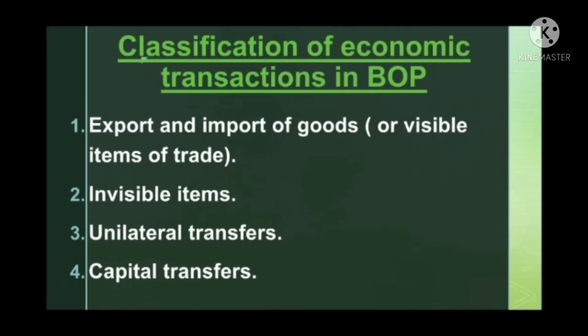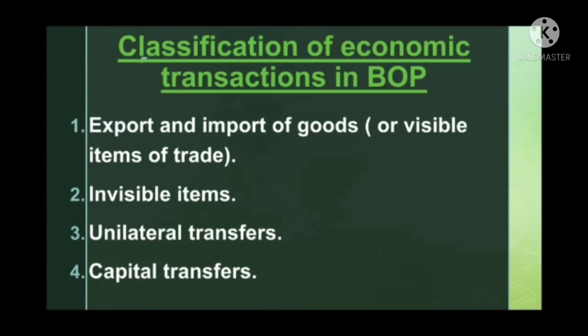Point number 2 is invisible items. An invisible item of trade refers to all types of services like shipping, banking, insurance, etc., which are given and received. These are called invisible items as they cannot be seen, felt, touched, or measured.